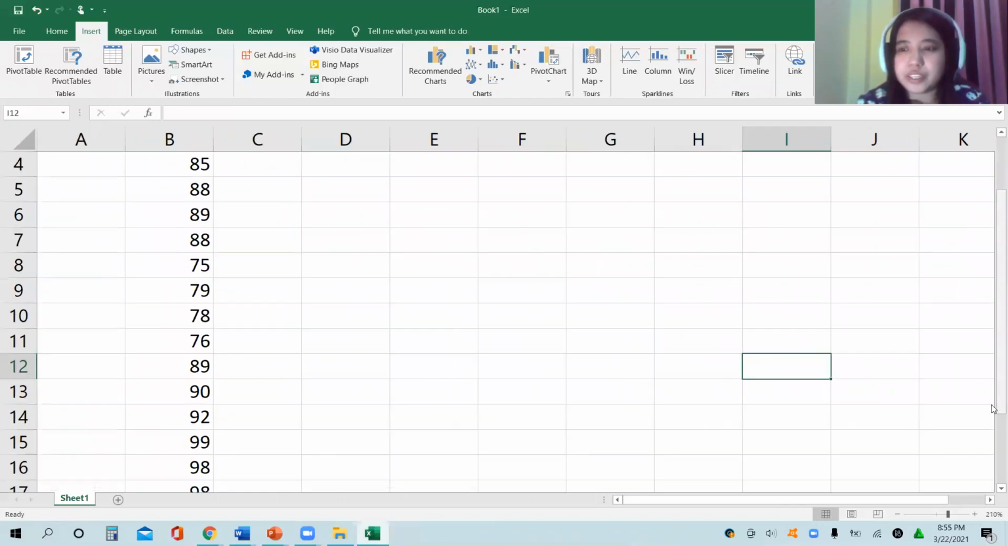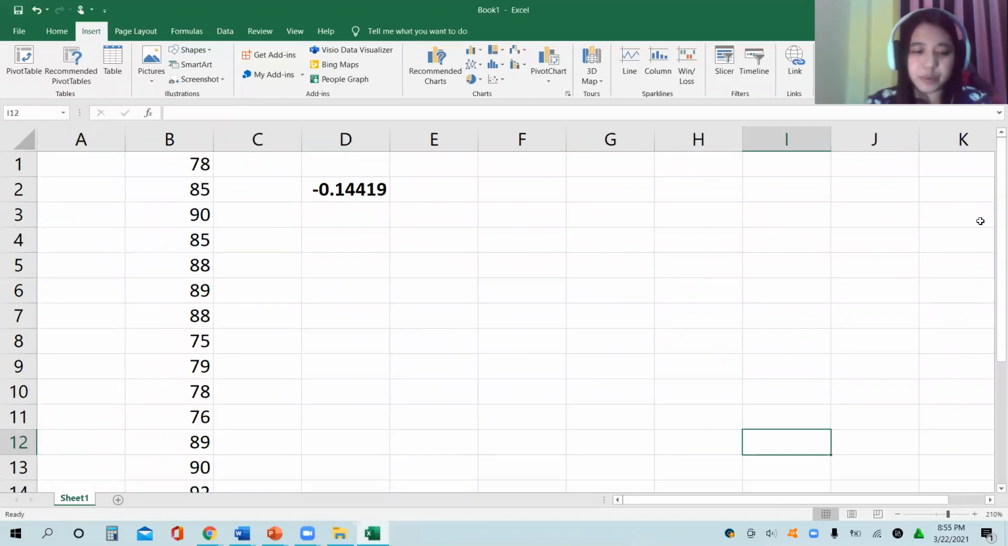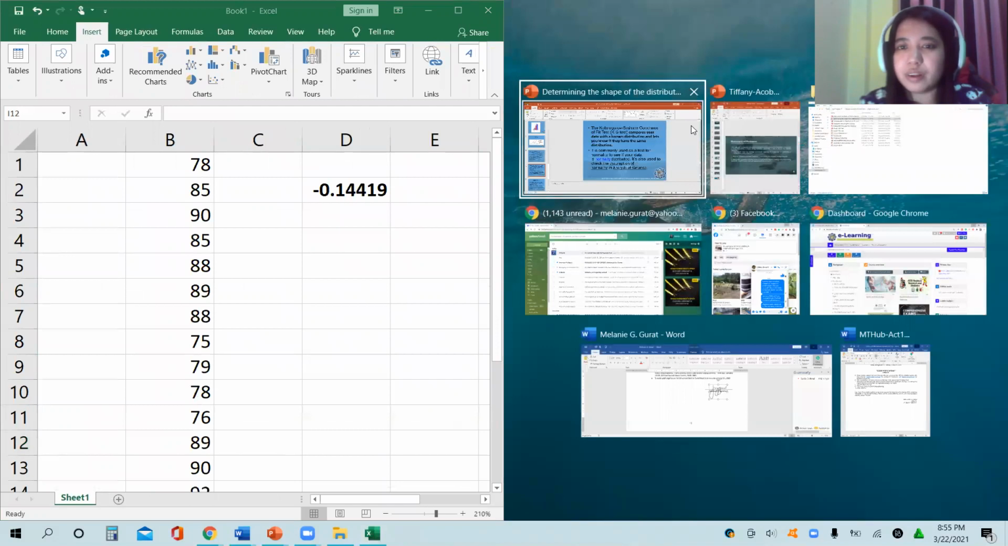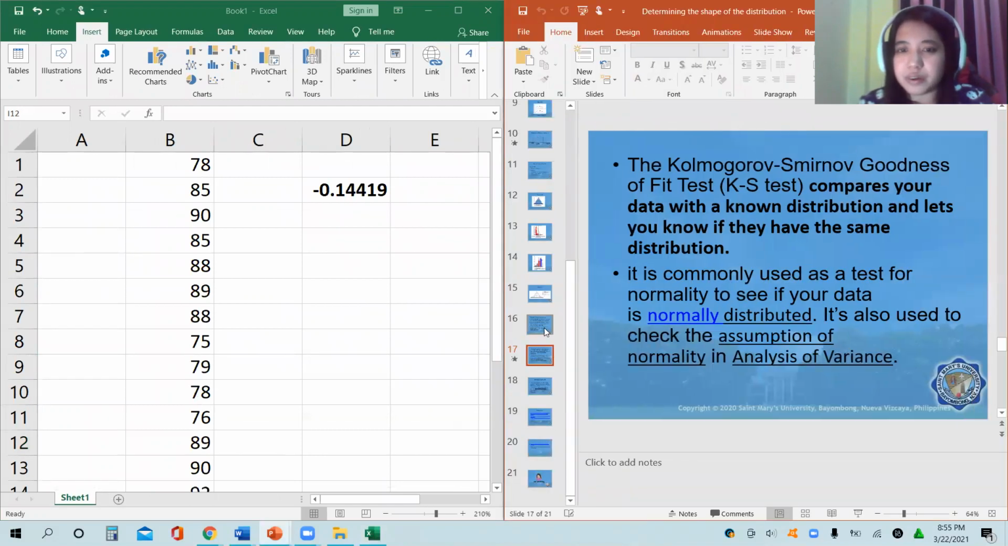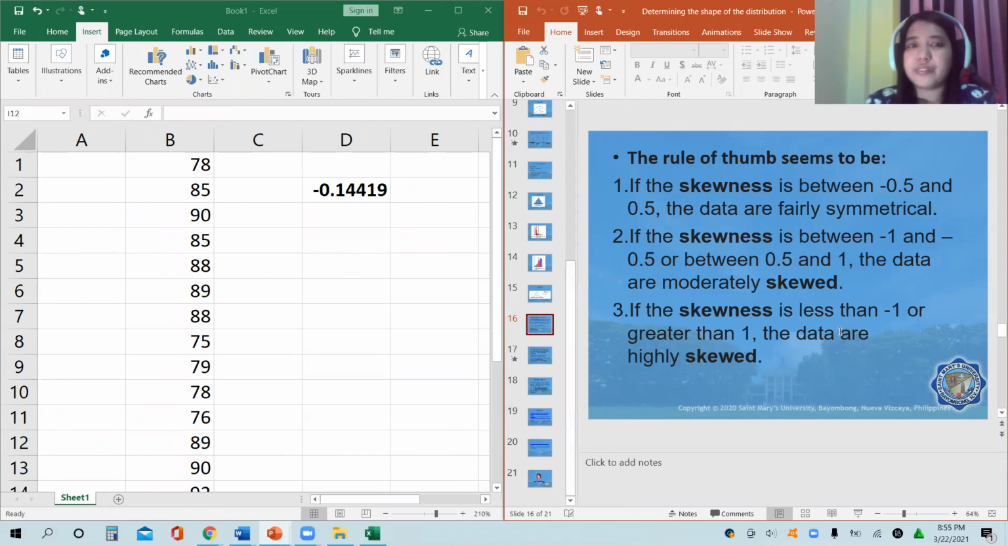So what can you say about the data? Is it normally distributed or not? We have to go back to our rule. So this is our rule. The rule states here that if the skewness is between negative 0.5 and positive 0.5, it is fairly symmetrical. So this is negative 0.14. It is within negative 0.5 and 0.5. Therefore, we can say that our data is fairly symmetrical. We can conclude that it is normally distributed.